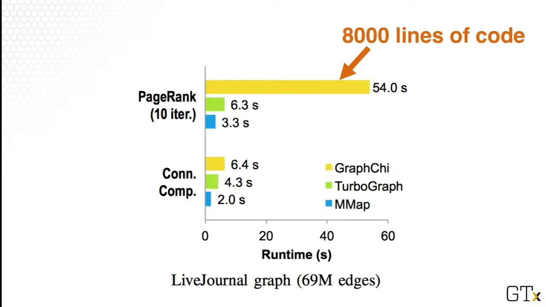Similarly, we look at the connected component algorithm. The result is shown below, where MMap is also the fastest, taking only 2 seconds to find all the connected components in the graph. For this LiveJournal graph, with 70 million edges, the whole graph data actually fits in memory.